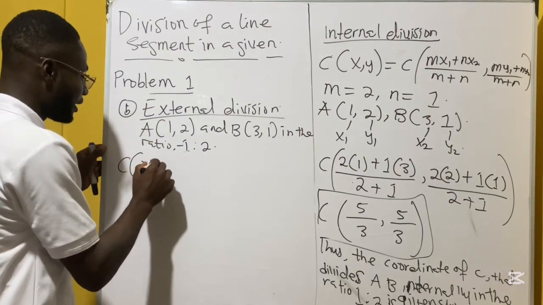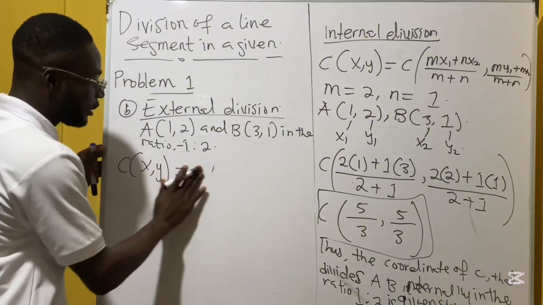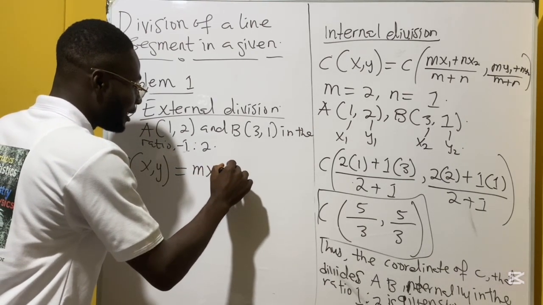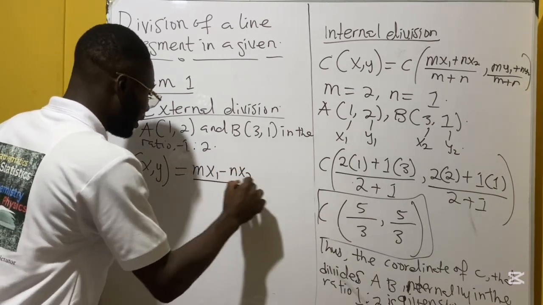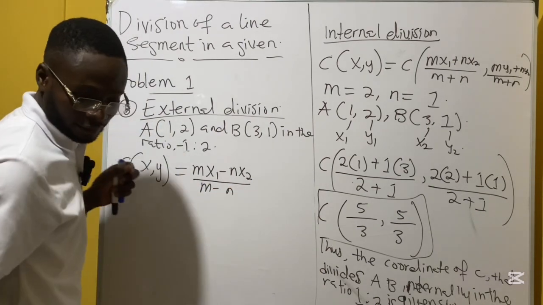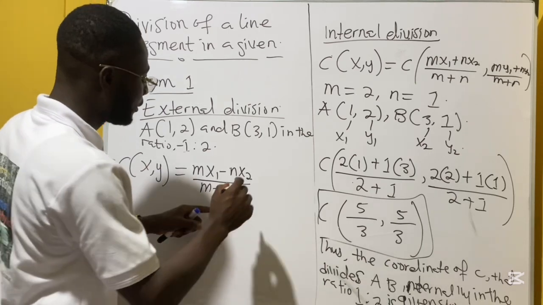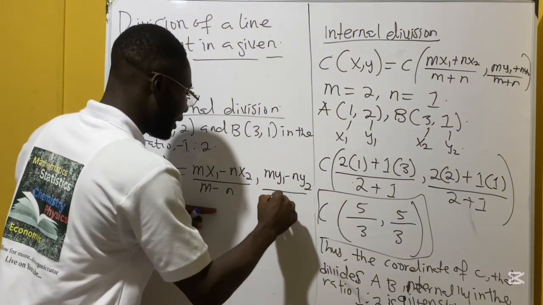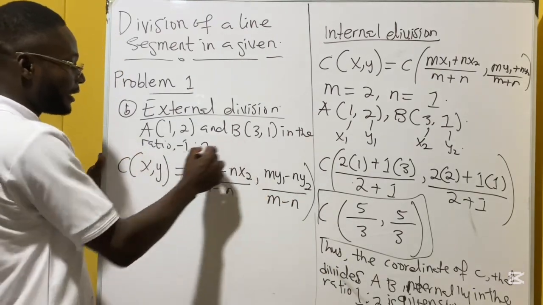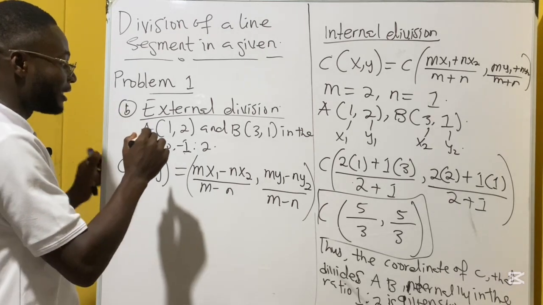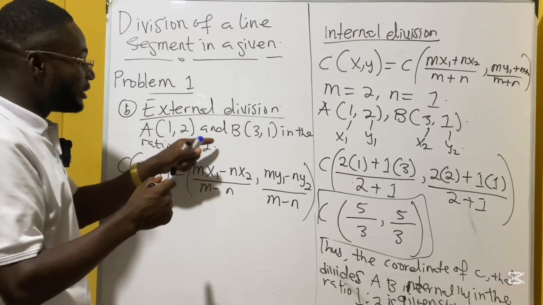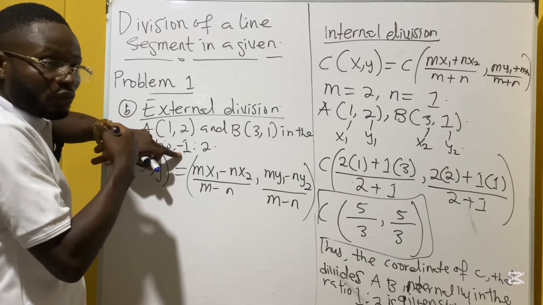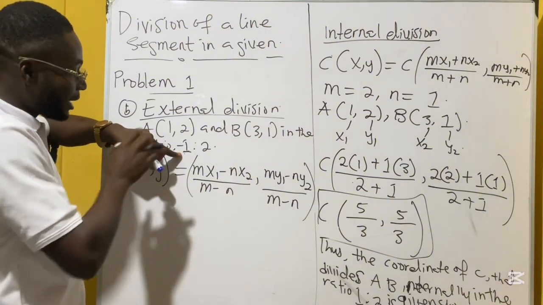Okay, so C of x and y equals C of the formula, right? mx1 minus nx2 over m minus n, comma, my1 minus ny2 over m minus n. So here, in this ratio -1:2, this is basically telling us that the -1 is moving in the opposite direction, right? So that is why it's negative.